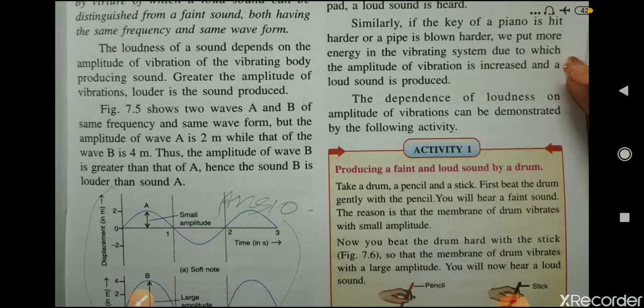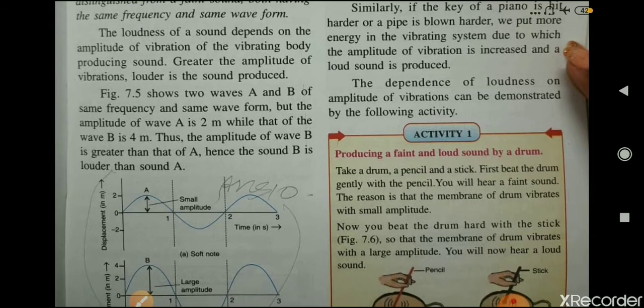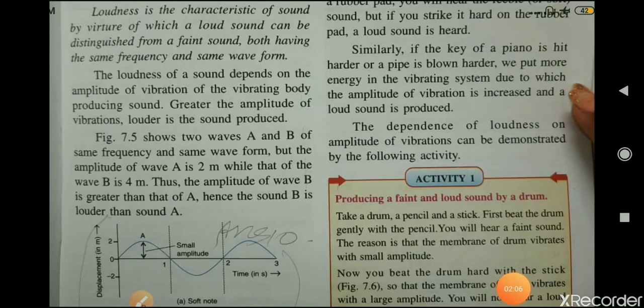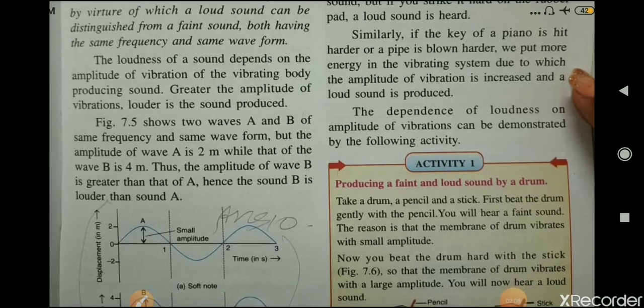Loudness of a sound depends on the amplitude of vibration of the vibrating body producing the sound. Amplitude means the maximum distance through which a body vibrates from its mean position. That is known as amplitude. So the loudness of sound depends on the amplitude of vibration, means the maximum displacement through which a particle vibrates from its mean position. That is known as amplitude.